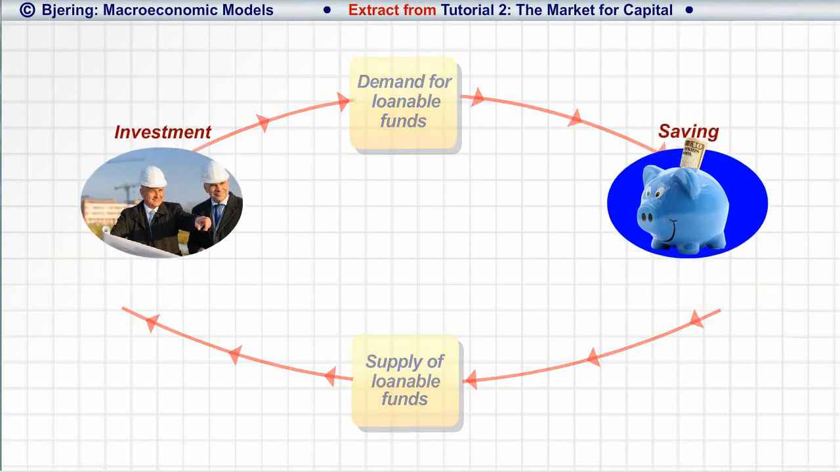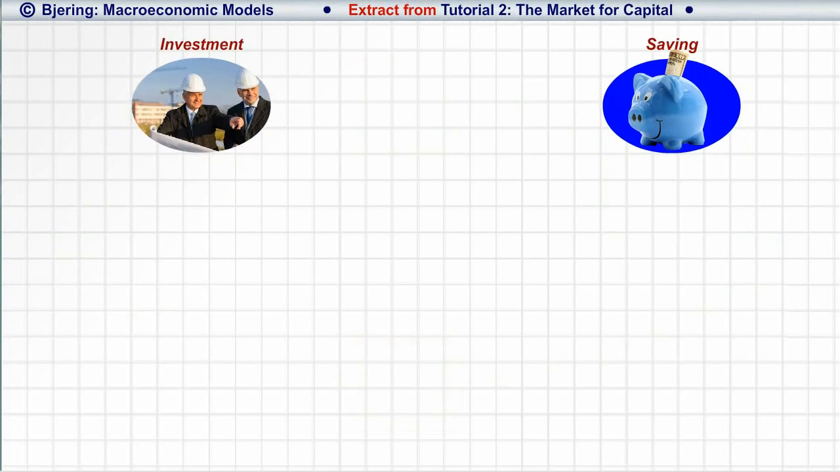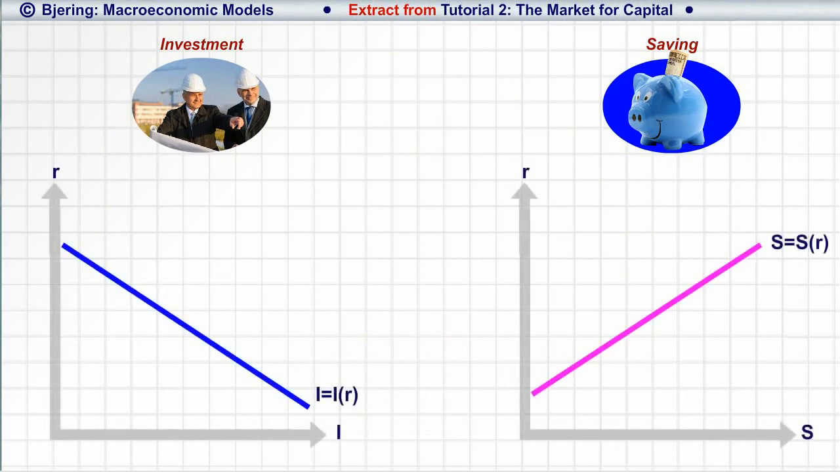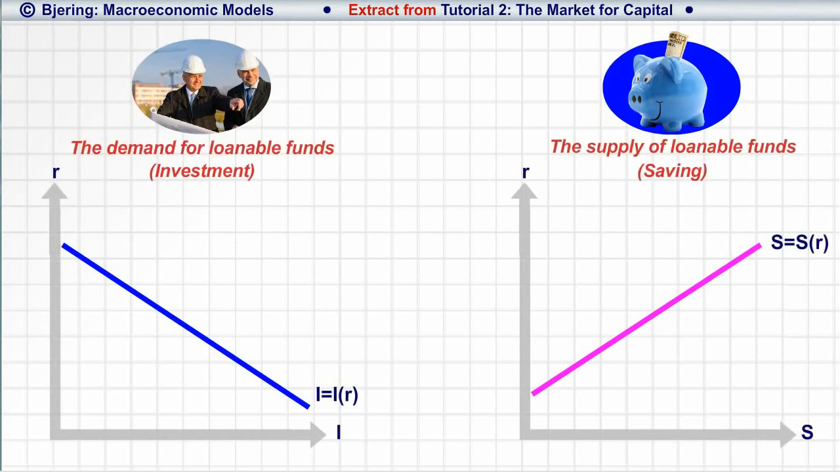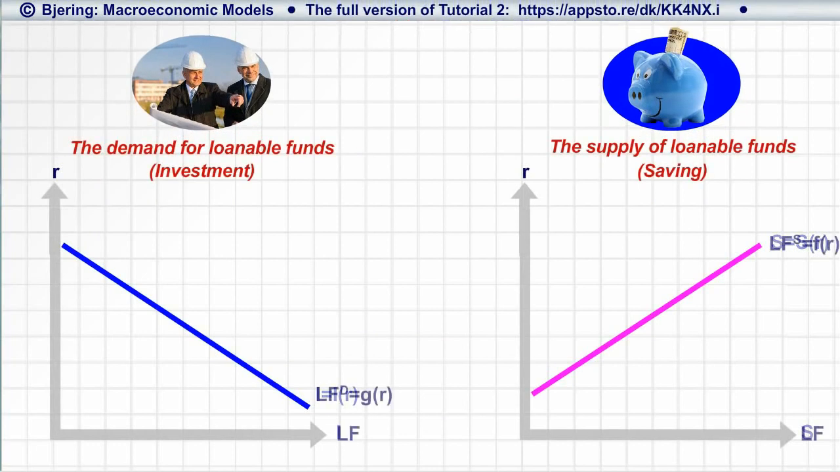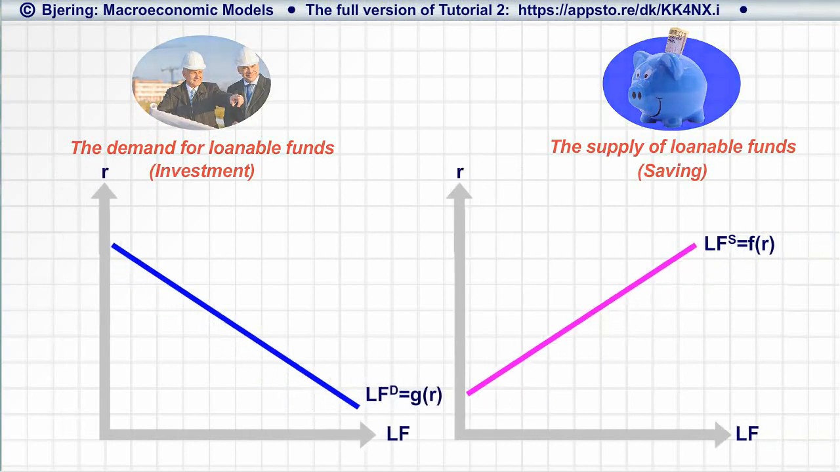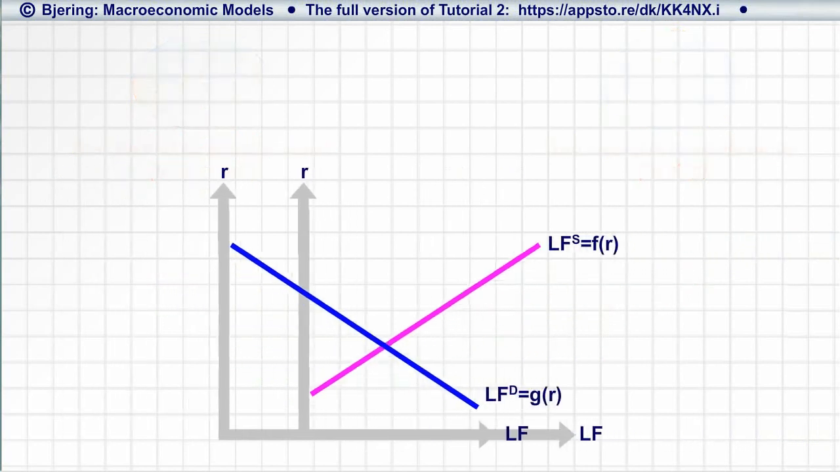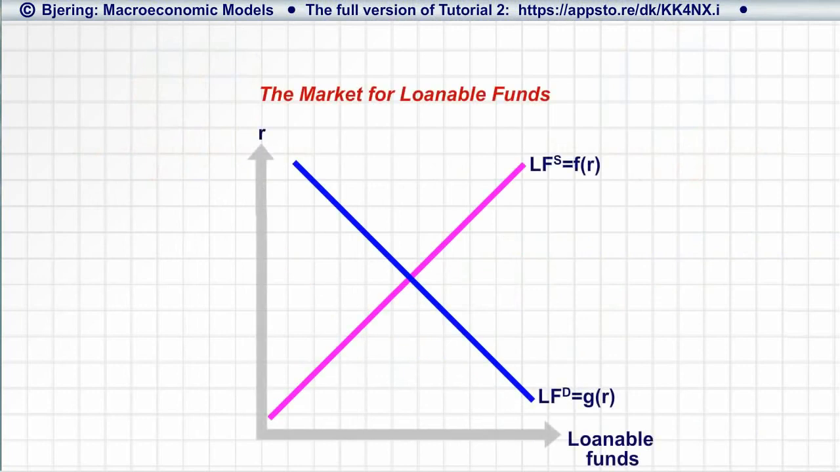The fact that investment is mirrored by the demand for loanable funds and saving is mirrored by the supply of loanable funds reflects on the saving investment diagrams, where LF for loanable funds substitute for saving and investment. Since demand and supply of loanable funds both depend on the real interest rate, we can aggregate the two diagrams into one single diagram for the market for loanable funds.